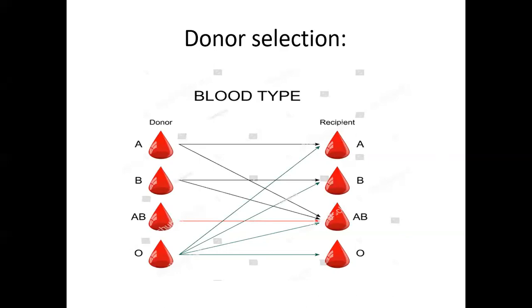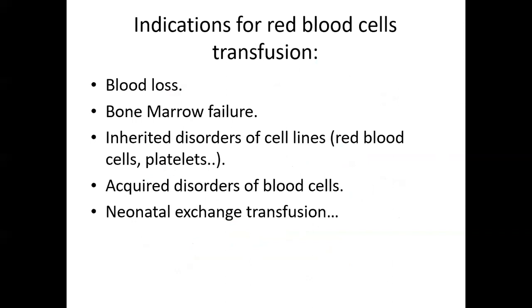So we go to the indications for red blood cell transfusion. The indications are so many, but these are some of them. Talking about blood loss, there are different ways you can lose blood: during childbirth, after an accident, hemorrhage, trauma. Patients with bone marrow failure, when the bone marrow is not producing red blood cells. Inherited disorders of cell lines, aplastic anemia, and such. Acquired disorders of blood cells, neonatal exchange transfusion.